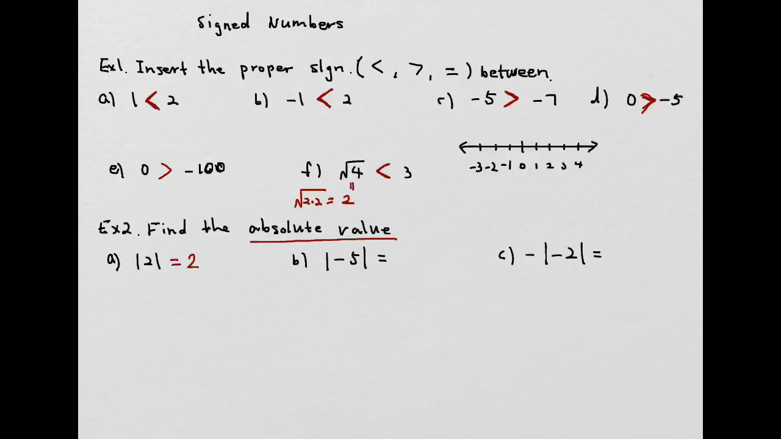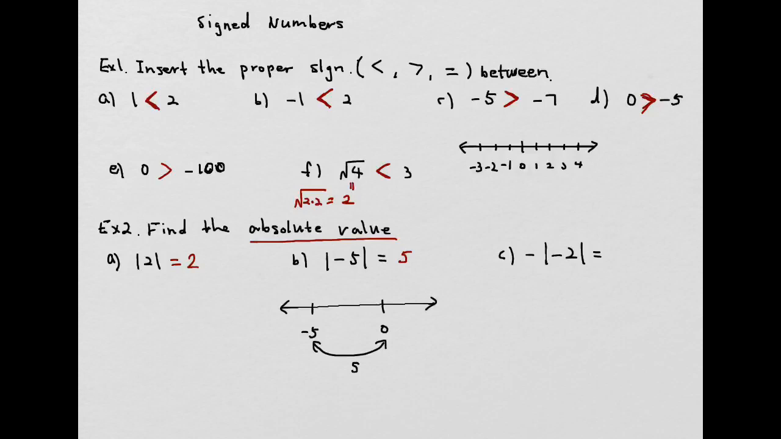Example B, the absolute value of -5: what's the distance from 0 to -5? It will be +5, right? If we wanted to look at that, 0 is right here and -5 right there. So what's the distance from 0 to -5? This distance right here is going to be 5.